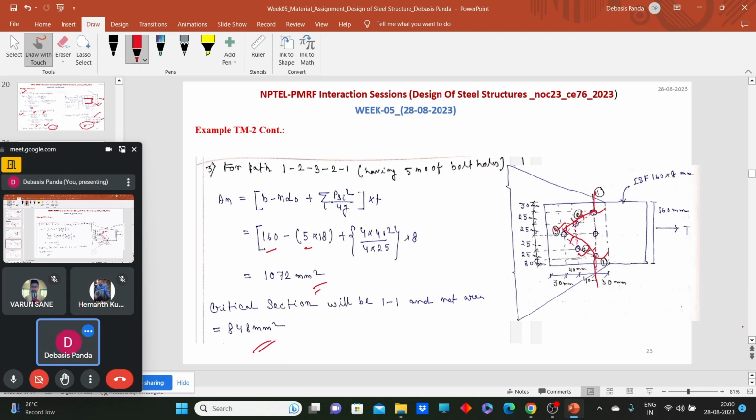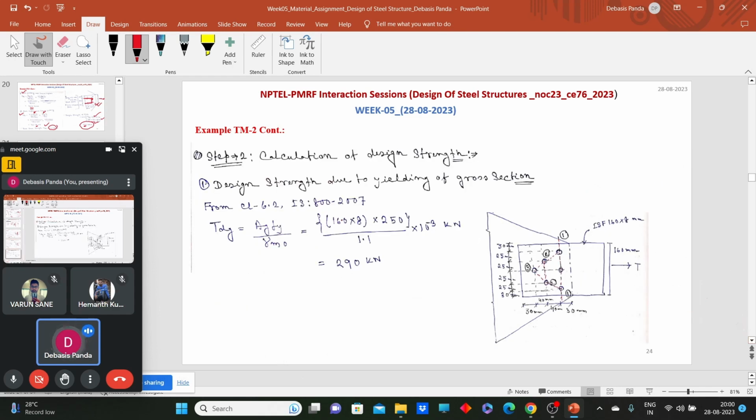So to calculate the design strength of this member, first we need to consider the design strength due to yielding of gross cross section. For yielding of gross cross section, we can calculate T_dg equals A_g f_y by gamma_m0, where A_g is the gross cross-sectional area. So 160 is the width and 8 is the thickness. So this is your A_g portion as a whole, and this is your f_y portion. So the design strength due to yielding we have from this formula.